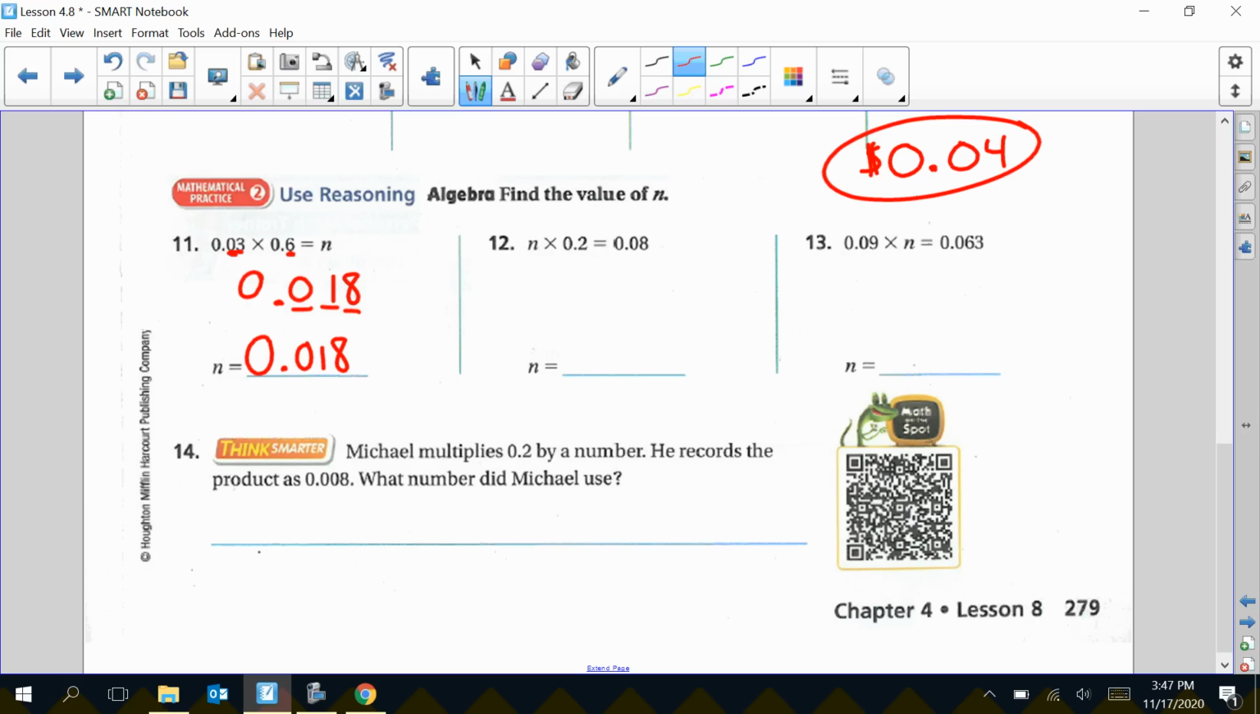Now, if we look at question number 12 here, we're looking at 2 tenths times what number gives me 8 hundredths? Well, first of all, 2 times what gives us 8? That's going to be 2 times 4. And because we have 2 places to the right of the decimal in our answer, then we should have 2 numbers in our factors. Well, 2 tenths has 1.